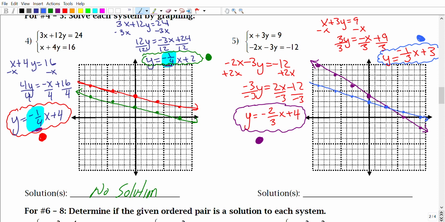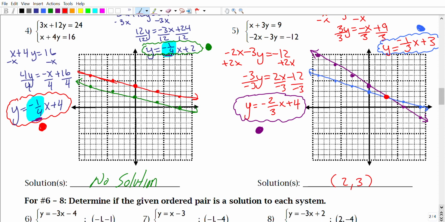I notice these are definitely not parallel, and they're definitely not the exact same line, so I know I'm going to have one solution. Well, what is that solution? Well, it's right here, because this is where they both intersect. Okay? So what is that solution? That's a 2, 3. Okay, great.